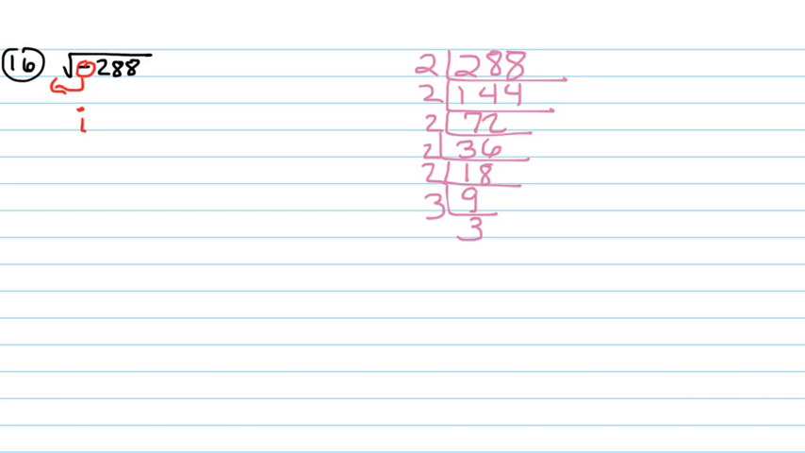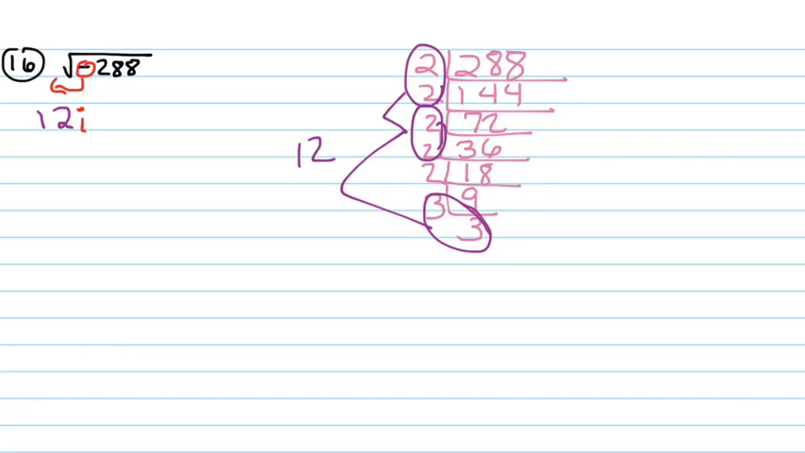So I'm looking for my sets. I have a set of 2's, another set of 2's, and a set of 3's. So 2 times 2 times 3 is going to give me 12. So 12 is on the outside in front of the i. And then I have the square root of what's left behind, which is 2. And so my final answer is 12i square roots of 2.